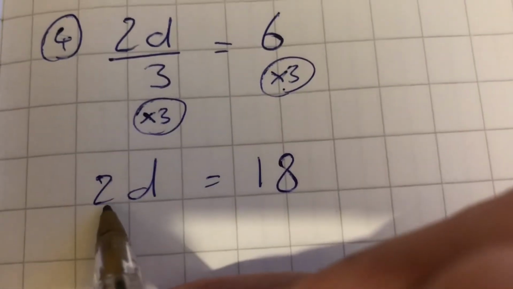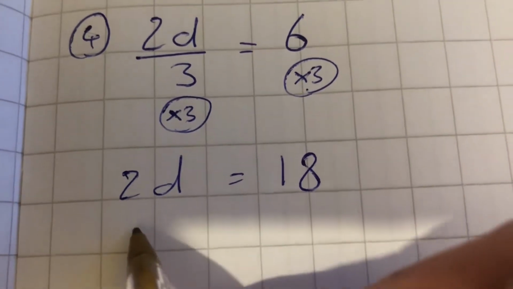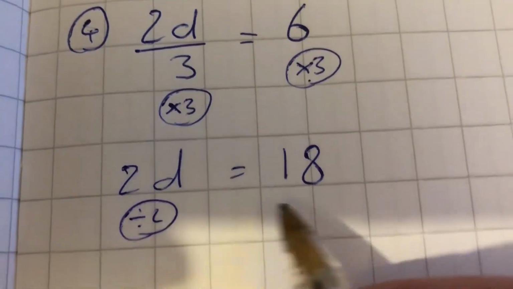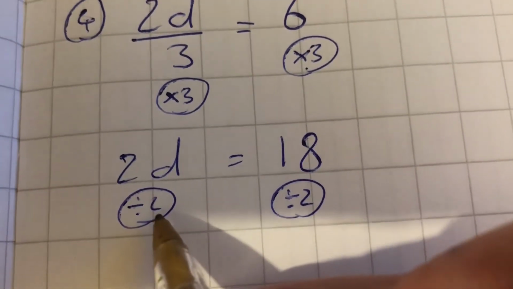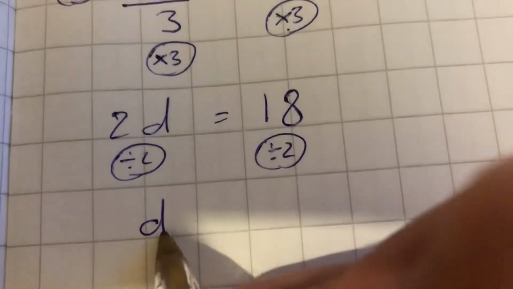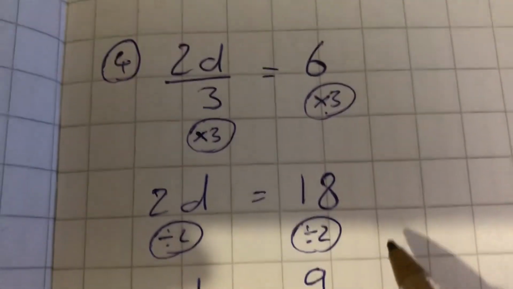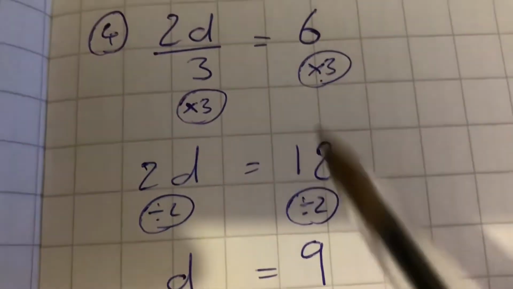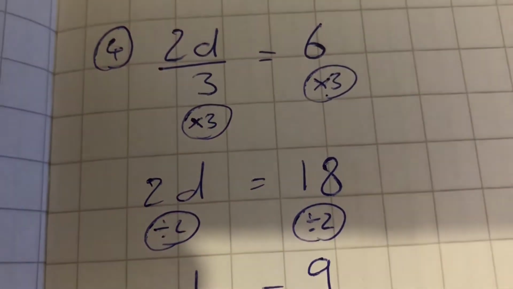And now I get rid of this 2. Now remember, this 2 is multiplying with the d. It's 2 times d. So I divide by 2 to get rid of the 2. And I have to do the same to the right hand side. So 2d divided by 2 is 1d, which is just d. 18 divided by 2 is just 9. And again, that makes sense. If d was 9, 2 times 9 is 18. 18 divided by 3 is 6. So again, just substituting my answer back in to check it.